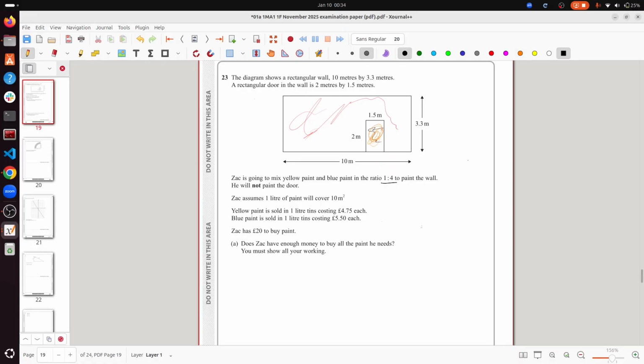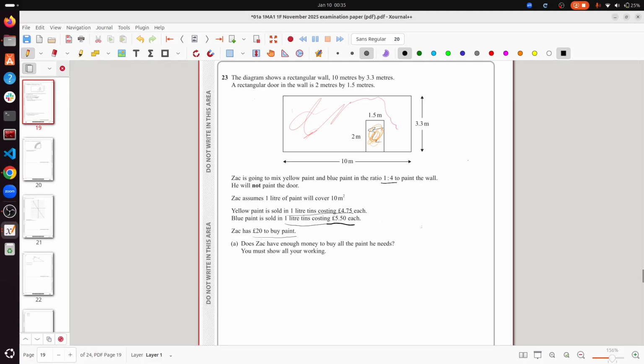Zach assumes that 1 liter of paint will cover 10 meters squared. Yellow paint is sold in 1 liter tins costing £4.75 each, and blue paint is sold in 1 liter tins costing £5.50. Zach has £20 to buy paint. Does Zach have enough money to buy all the paint he needs? So we need to know how much area he is going to paint. That's a very logical place to start from.